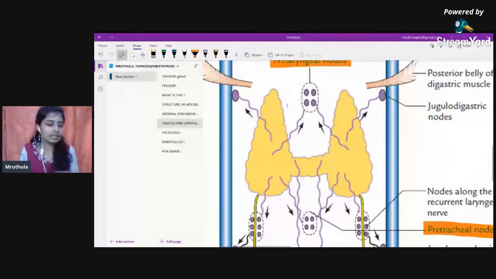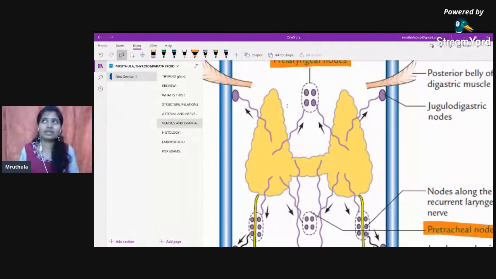But as somebody has asked about which artery to ligate commonly, there's nothing like that. We would usually ligate both the superior and inferior thyroid arteries, because they have anastomosis. So if you ligate only one artery, it is of no use. You need to ligate both the arteries. The level is important.